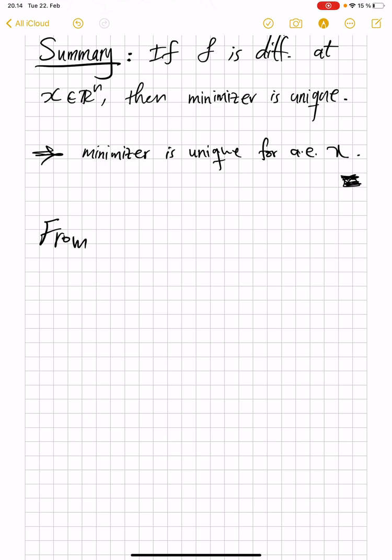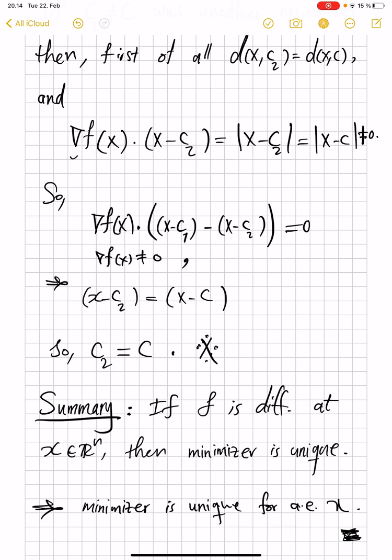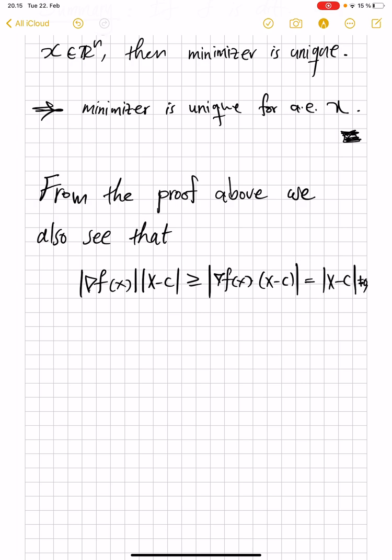From the proof above, we also see the following. From basically this equality here, gradient f applied to this vector is bigger than that. That means that the length of gradient of f at x, okay, let's do this. This minus this is bigger than gradient of f of x dot x minus c. And we saw that this is equal to the norm of x minus c, which is non-zero.